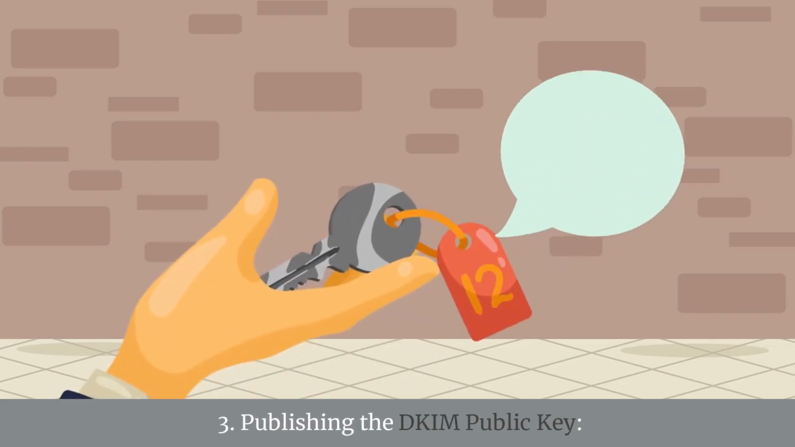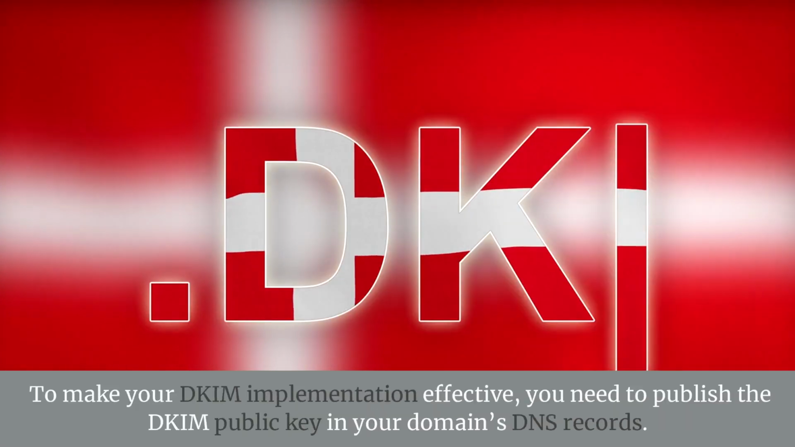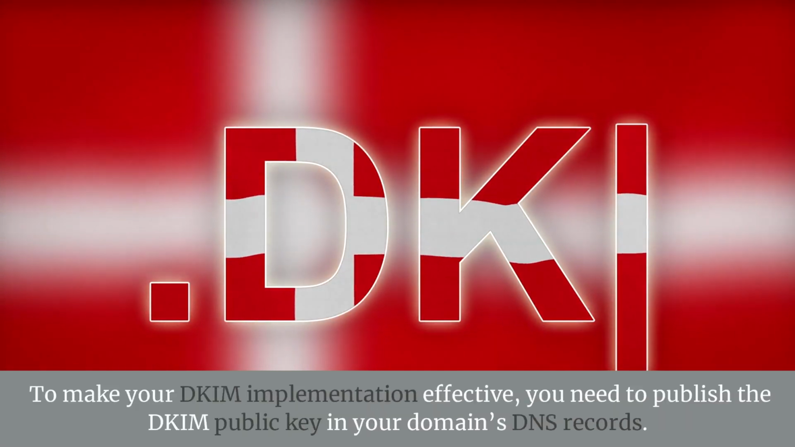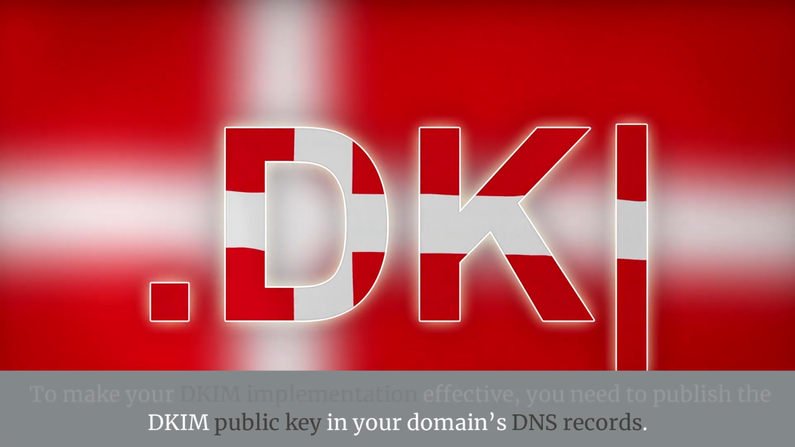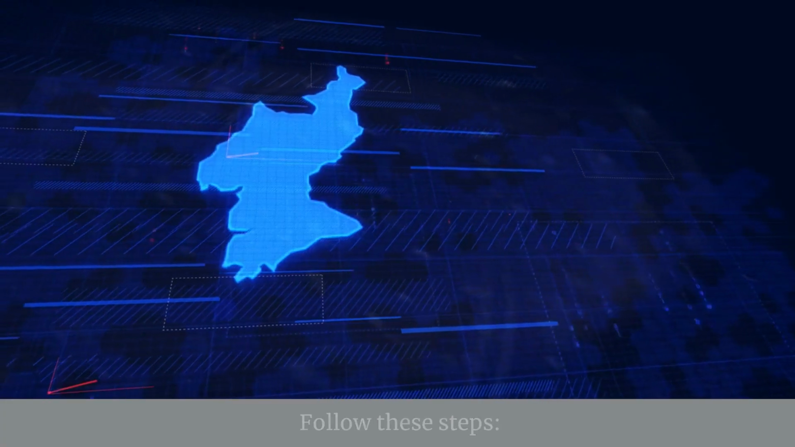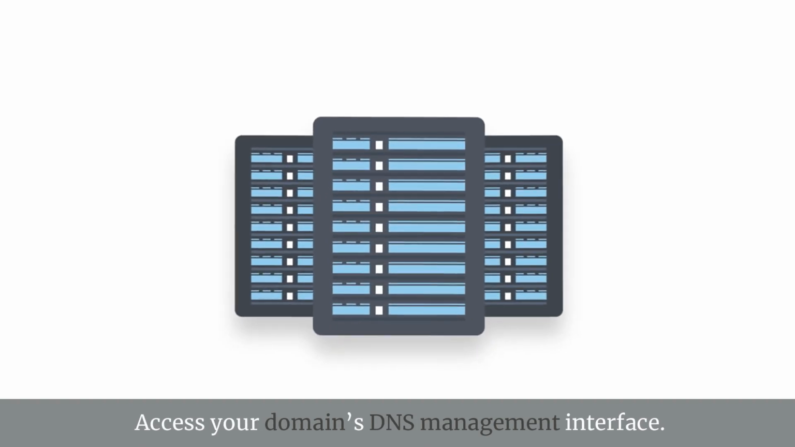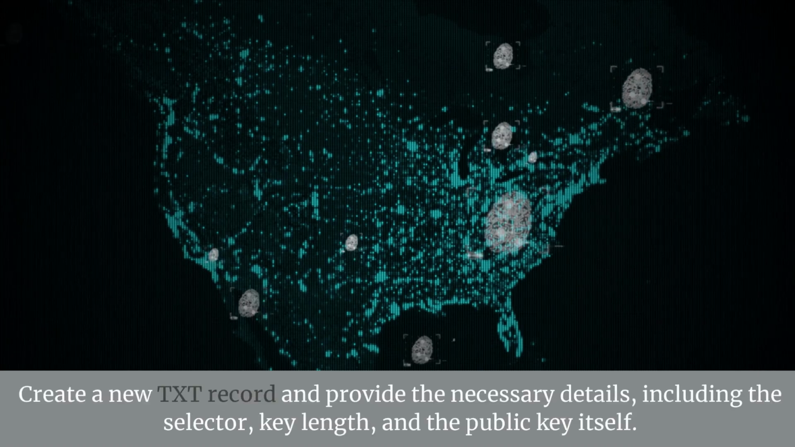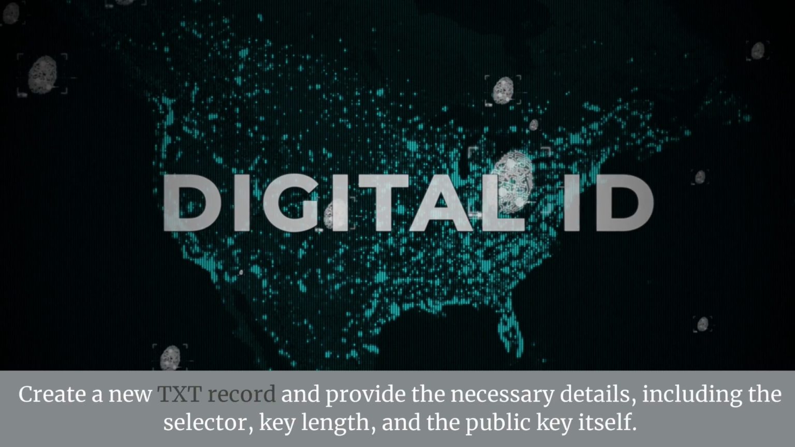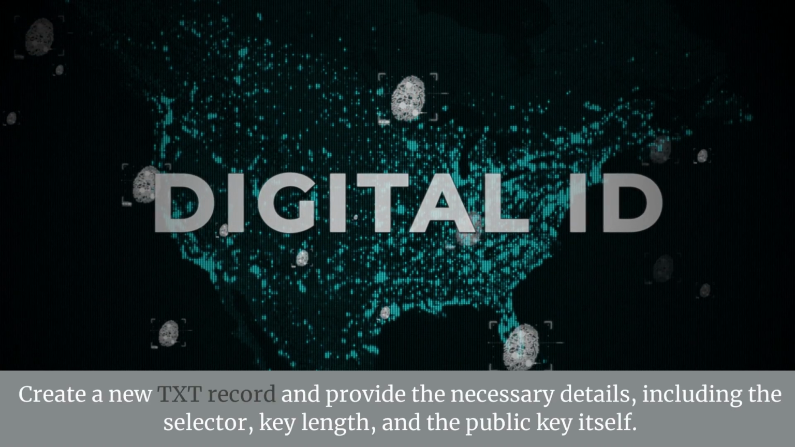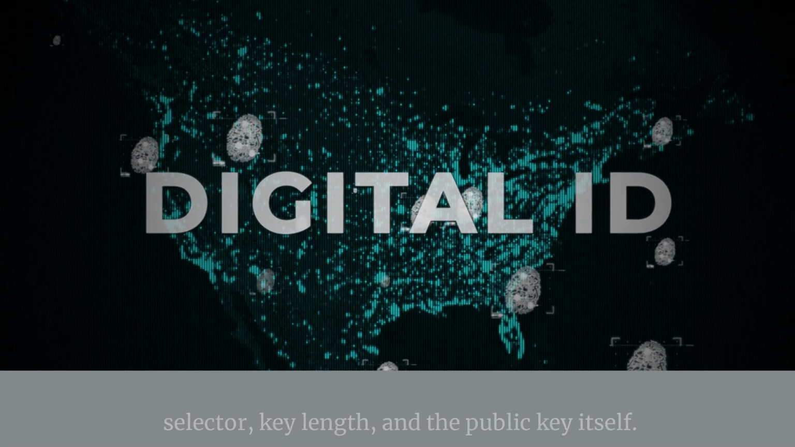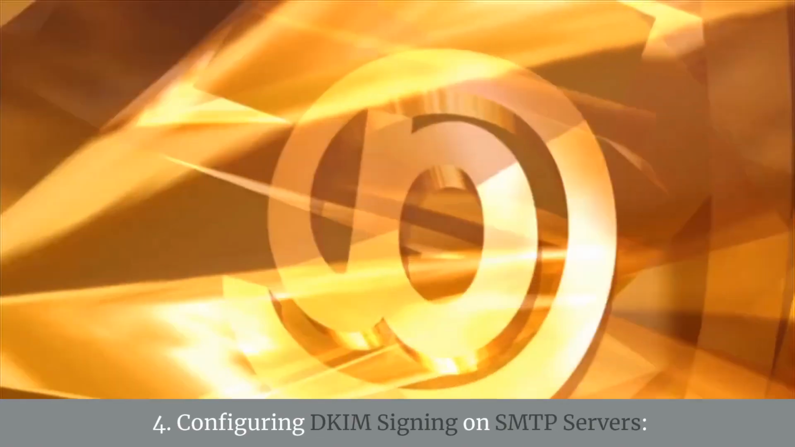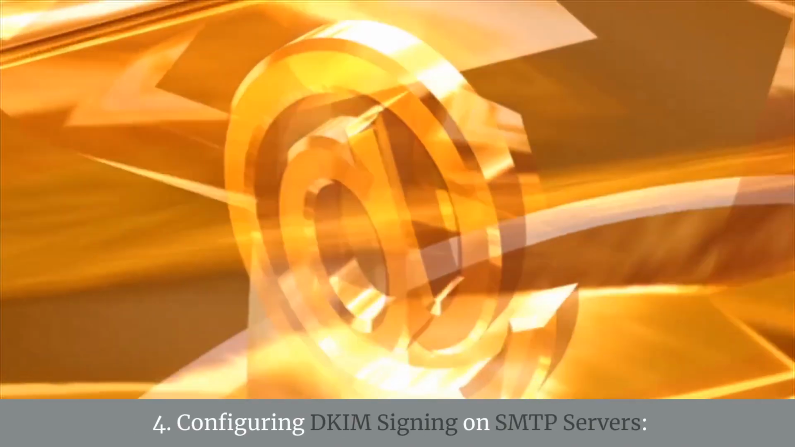3. Publishing the DKIM public key. To make your DKIM implementation effective, you need to publish the DKIM public key in your domain's DNS records. Follow these steps. A. Access your domain's DNS management interface. B. Create a new TXT record and provide the necessary details, including the selector, key length, and the public key itself.